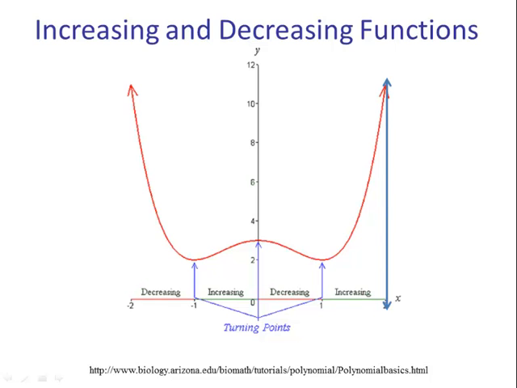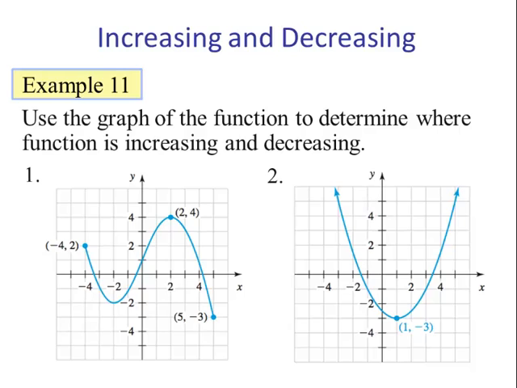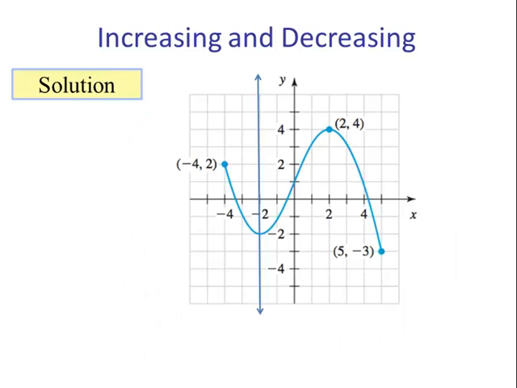Let's do an example. Example 11. Use the graph of the function to determine where the function is increasing and decreasing. Number 1, this is decreasing. Then from this turning point all the way to this turning point, that's increasing. Then from this point down to this point, that's decreasing. So for this one, we would say from -2 to +2. All x values there were increasing.